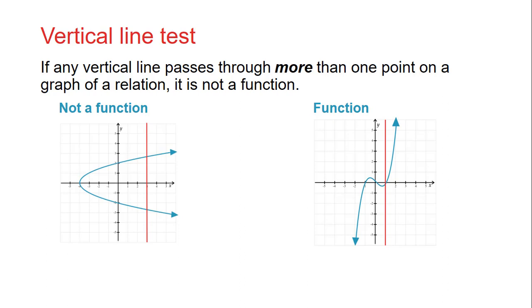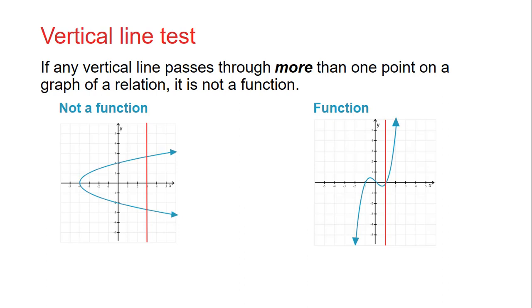Now we'll talk about how we can determine if a graph represents a function, and we do that with what's called a vertical line test. If we have a vertical line passing through more than one point on a graph of a relation, then it is not a function.